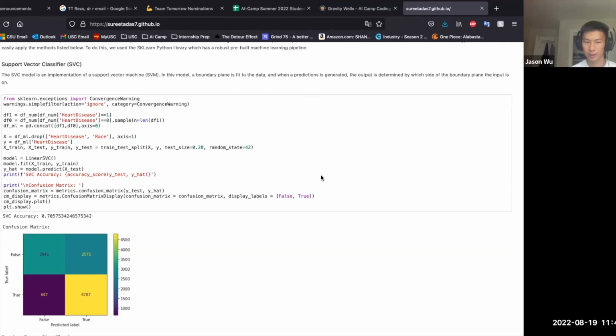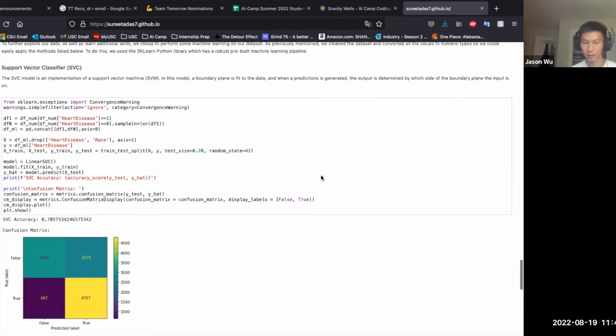Using this model, it was able to make predictions. As you can see, this SVC model has an accuracy of around 71%. Looking at the confusion matrix, we see that it is a relatively good model, as there aren't that many false positives or false negatives.